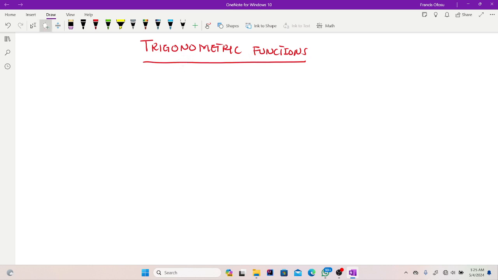What are trigonometric functions? Trigonometric, what does it mean actually? So trigonometric functions are also called circular functions.